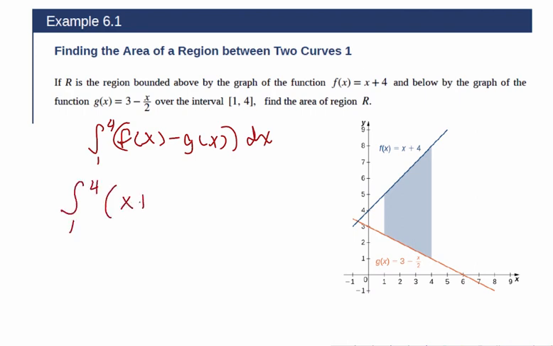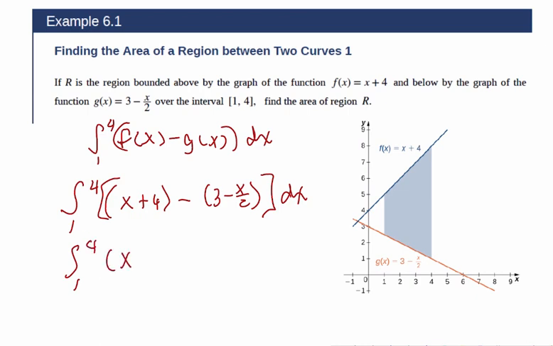So that's x plus 4 minus (3 minus x over 2). Now you are subtracting the entire g of x function. So when you are subtracting the g of x function, make sure that you remember to distribute that negative. So it's going to be x plus 4 minus 3 plus, and I'm going to write that as 1/2 x.